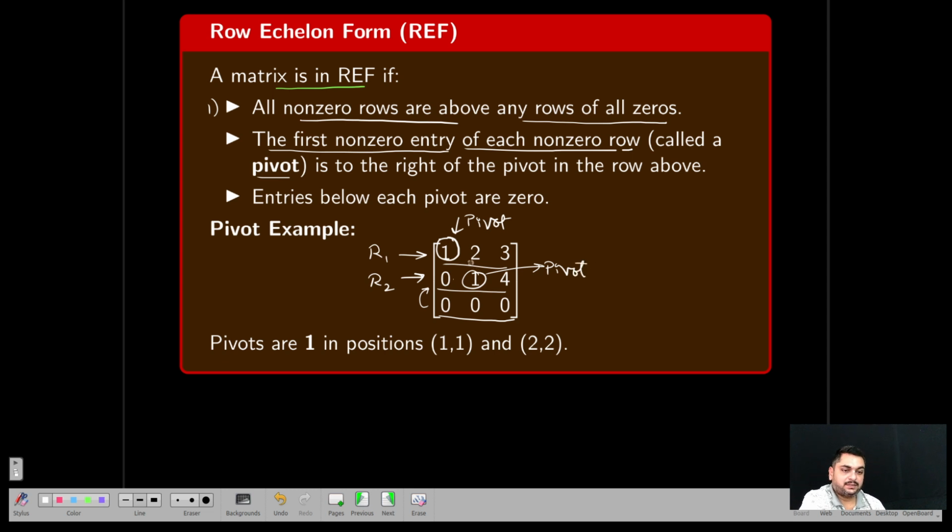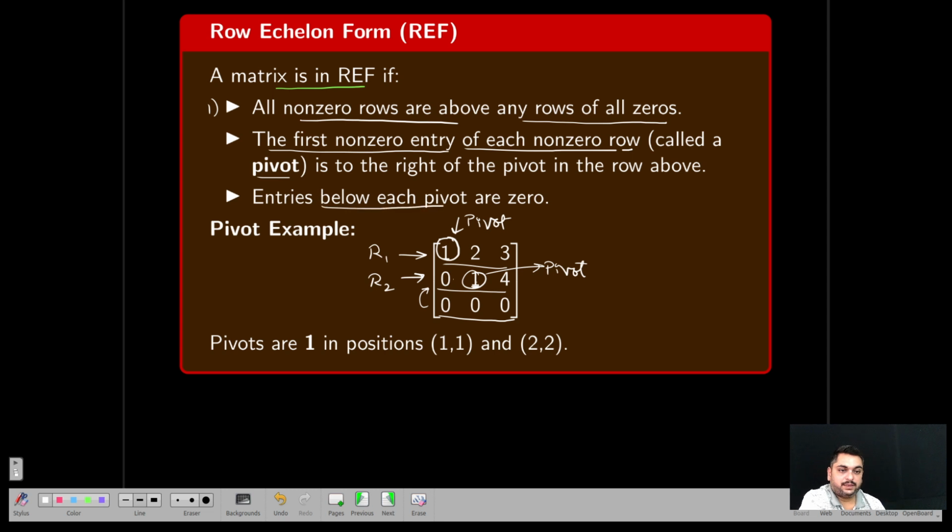So what is the condition here? This row 1 is above row 2. So this pivot element should be here, to the right of the R2. So R2 is to the right of R1. So that is the condition. So if there is one here, there should be a pivot element here. This is how you have to convert a given matrix into row echelon form.